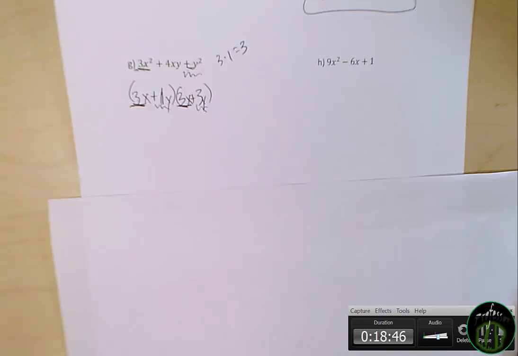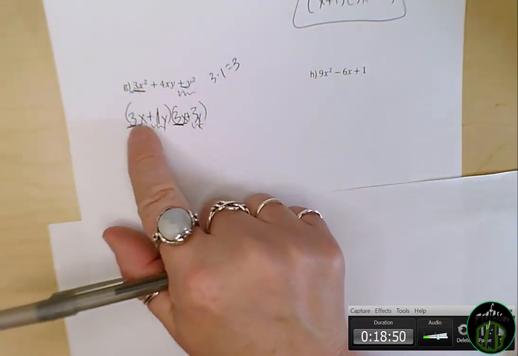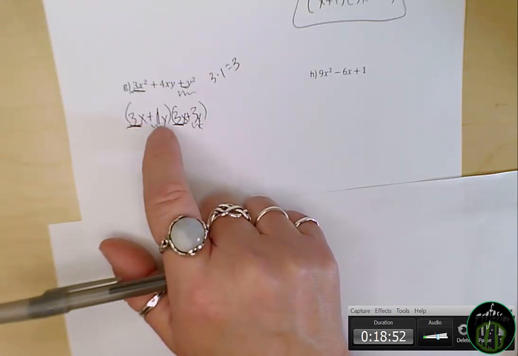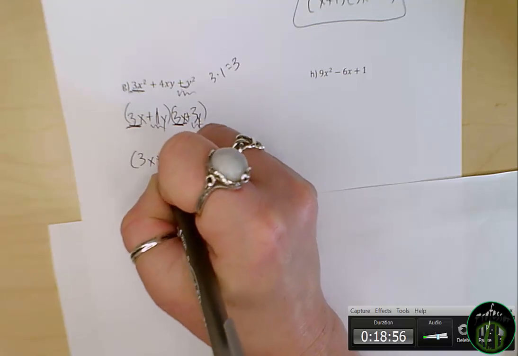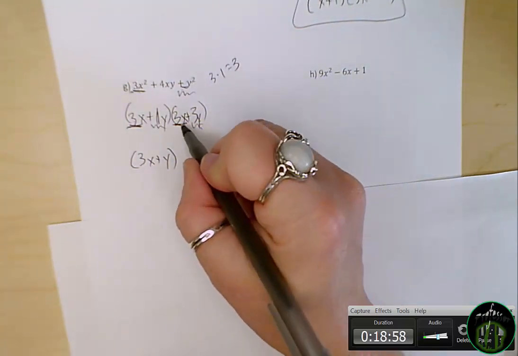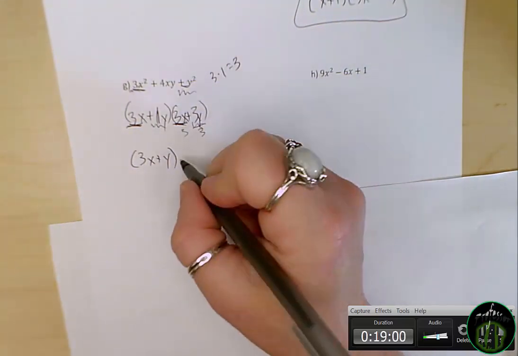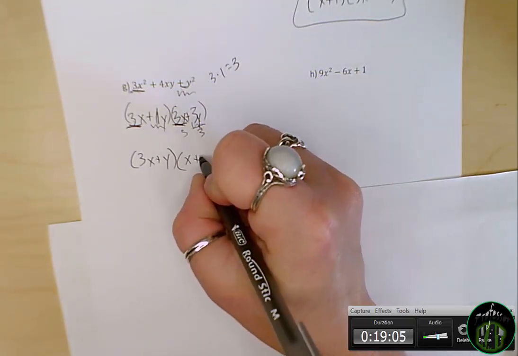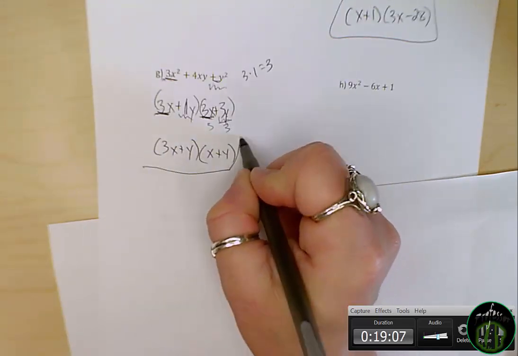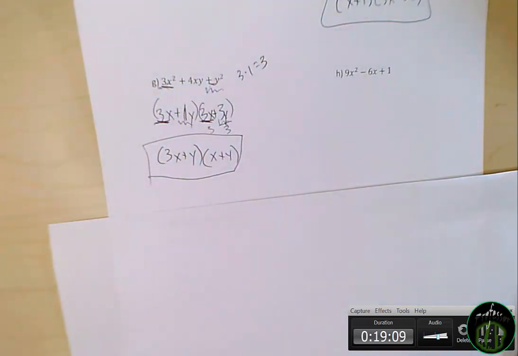Last step in no fuss, reduce one or both of these factors. Nothing in common between a 3 and a 1, and I actually don't need to write this 1 here. It is understood. So that is just going to be 3x plus y. This one over here, we can reduce by a factor of 3, so we're going to divide that by a 3, leaving us with x plus y. And that would be our final answer there.